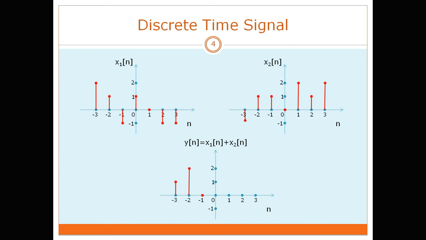Similarly at 0, x1 of n is 1, x2 of n is 0, so 1 plus 0 is 1. At n equal to 1, x1 of n is 0, x2 of n is 2, so 0 plus 2 is 2. Similarly at n equal to 2, x1 of n is -1, x2 of n is +1, so -1 plus 1 is equal to 0. At n equal to 3, x1 of n is -1, x2 of n is 2, so -1 plus 2 is +1, like this. So this is the final conclusion.